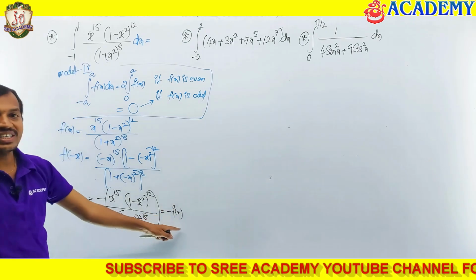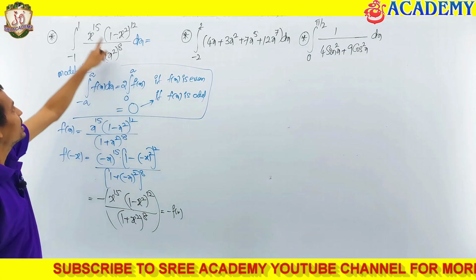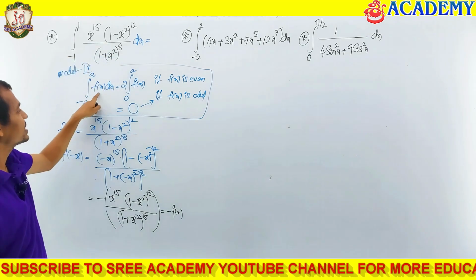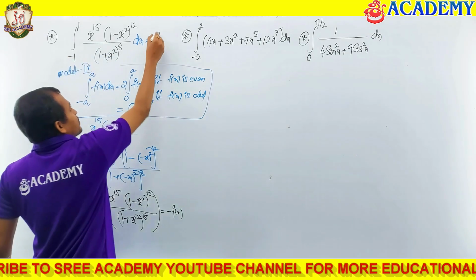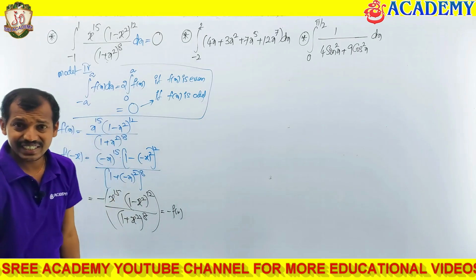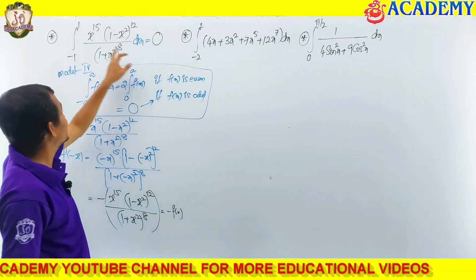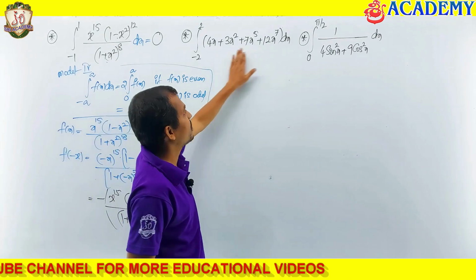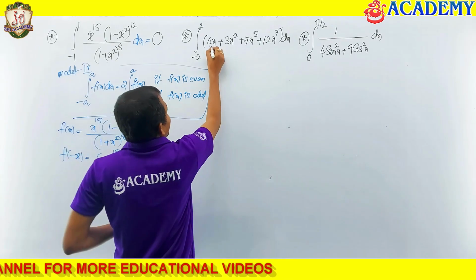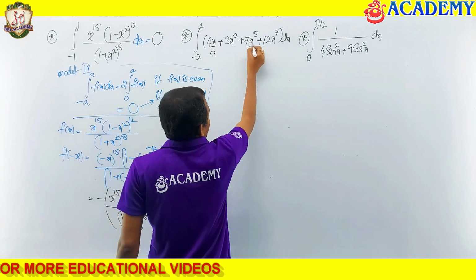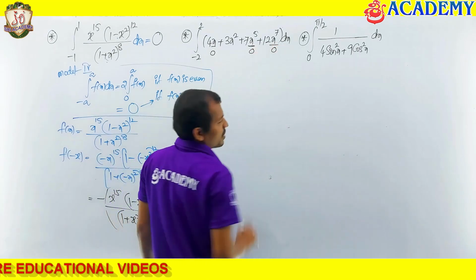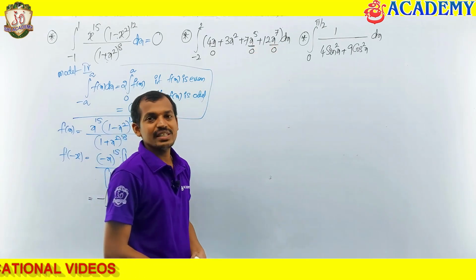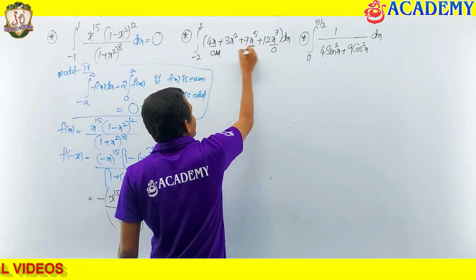That's why the function is odd. For an odd function f of x, the answer is going to be 0. To explain this I took this much time, but if you know whether it is odd or even, we can say the answer directly. If the question is a combination of odd and even, x is an odd function, x to the power of 5 is an odd function, x to the power of 7 is also an odd function. That means the odd function integral is 0.